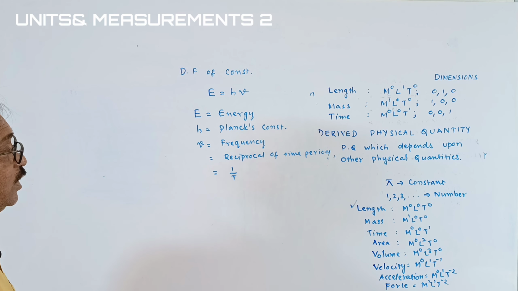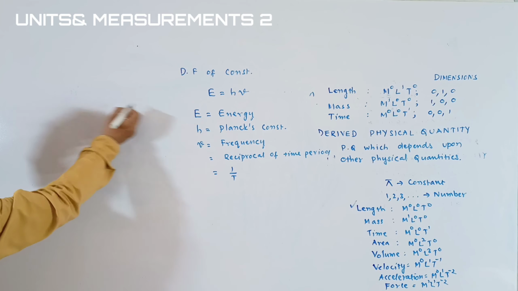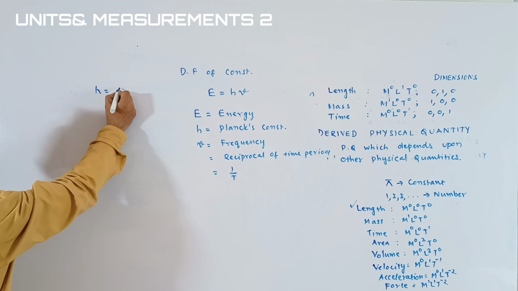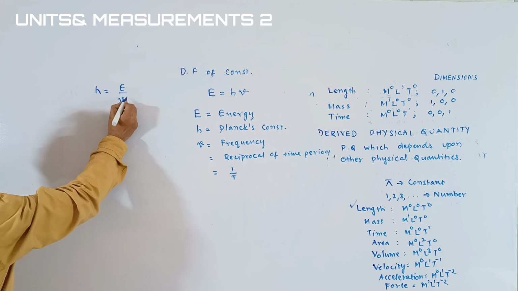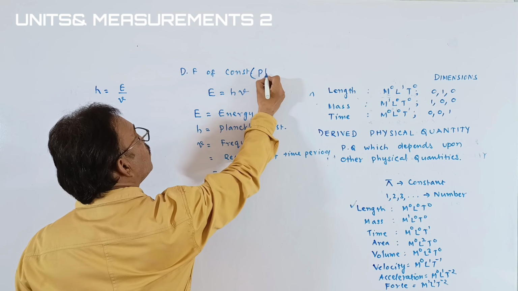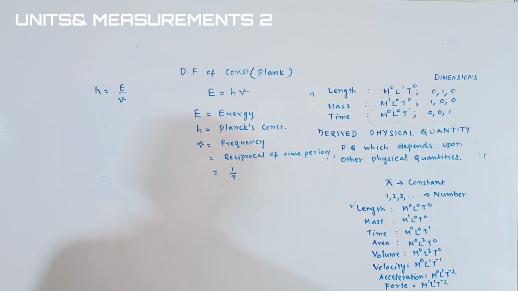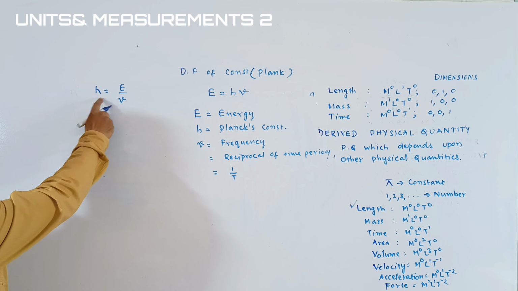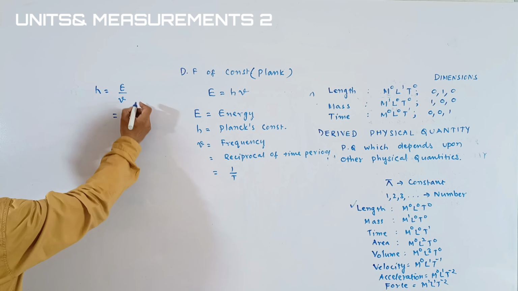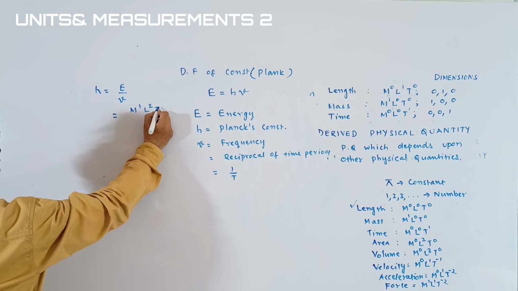Okay, students, we have to write the dimensional formula of Planck's constant. You learn that H is equal to E by nu. Here H is the Planck constant. You know that energy has a dimensional formula of what? Earlier we derived that it is M1 L2 T inverse 2.